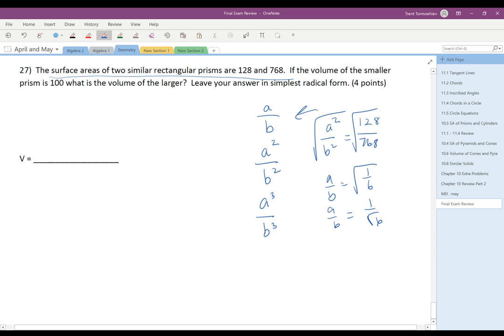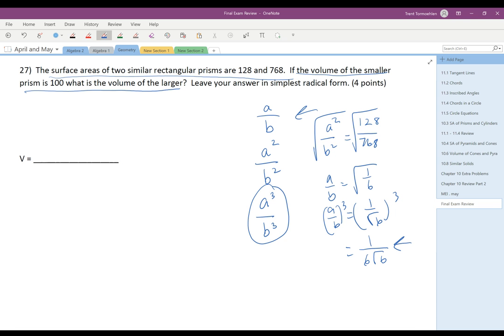And it says, if the volume of the smaller prism is 100, what's the volume of the larger one? Well, the ratio of the volumes is going to be a cubed to b cubed, so we need to cube both of these. And that's going to give me 1 over, well, root 6 times root 6 times root 6 just turns out to be 6 root 6. So this 1 over 6 root 6 is the ratio of the volumes of these two prisms.